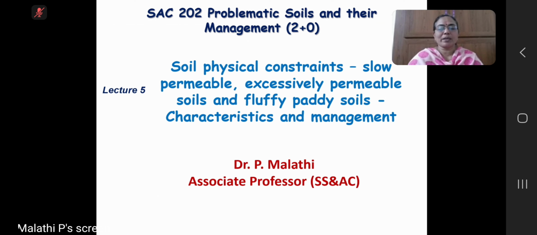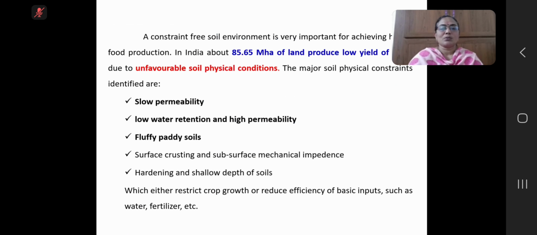Now I am going to explain about soil physical constraints, some important physical constraints, their characteristics and management. So we need a constraint-free soil for achieving higher yield and quality of the produce.